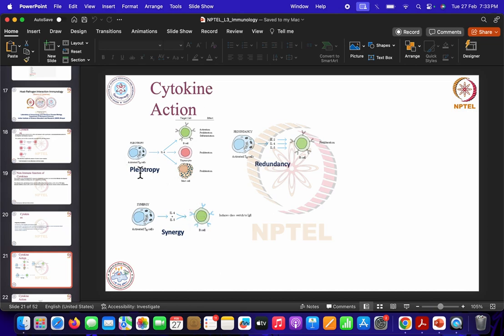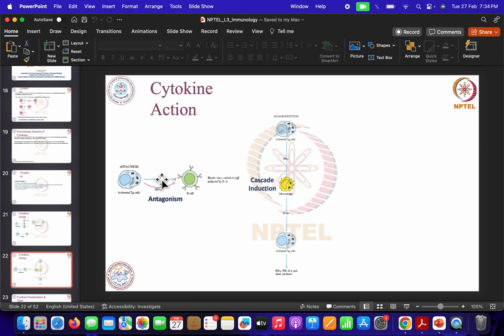So it has a pleiotropy nature. For example, IL-4 as a cytokine can activate B cells, thymocytes or mast cells for different functions. Then synergy: activated T helper cell, where two cytokines, IL-4 and IL-5, simultaneously act on B cell and induce class switch to IgG. Redundancy: activated T helper cell, where IL-2, IL-4, IL-5 all redundantly help B cell proliferation. Then we also see antagonism and cascade interaction.